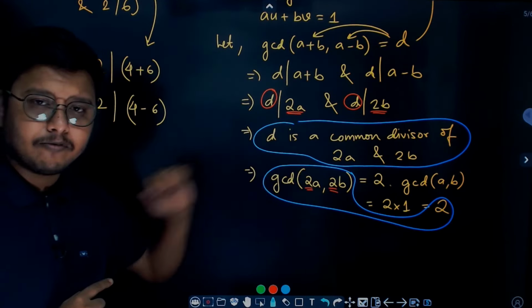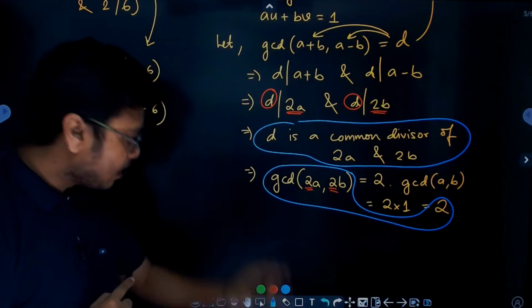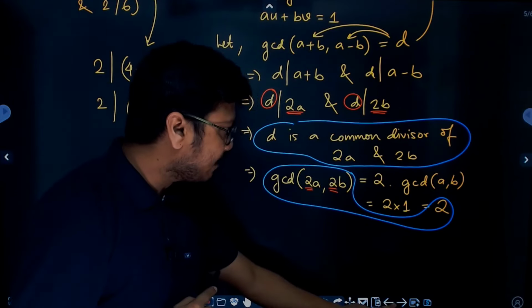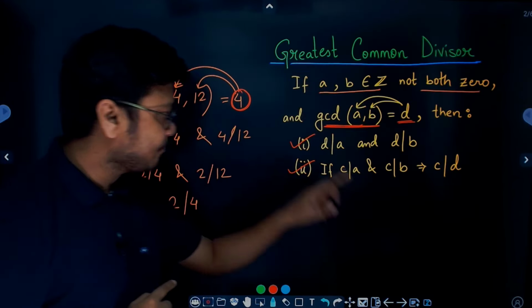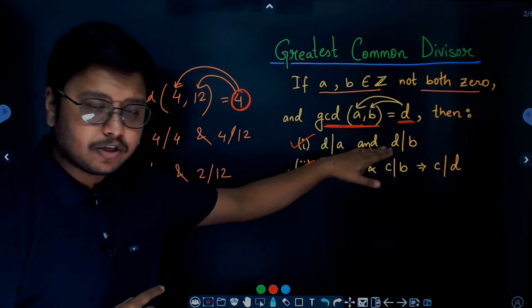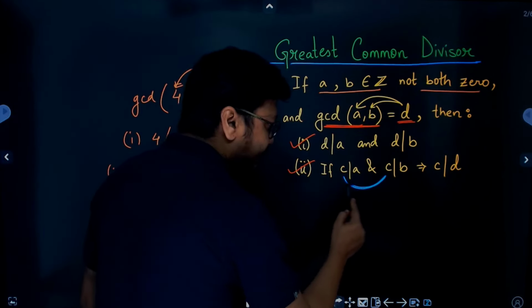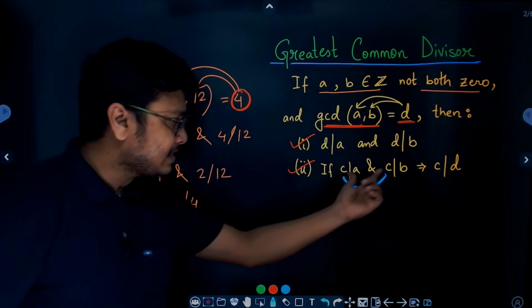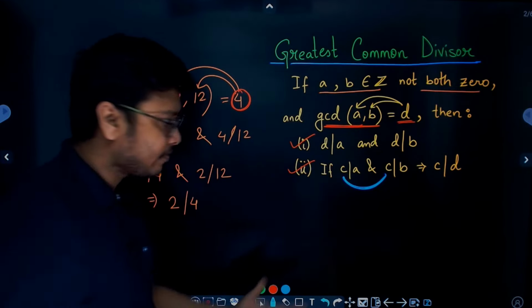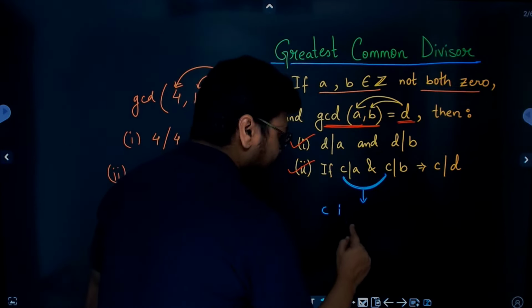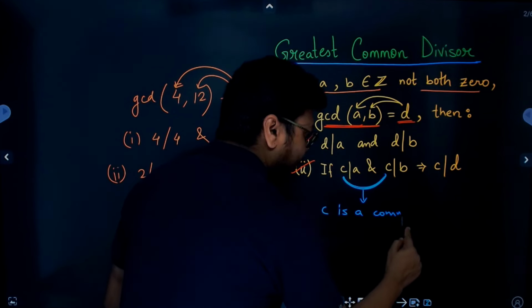Okay, so these are the two pieces of information I have, right? Now again, let's go back to the very basic definition of GCD. This was the very basic definition of GCD. It was saying that if C is a common divisor, here C divides A, C divides B, means C is a common divisor of A and B.